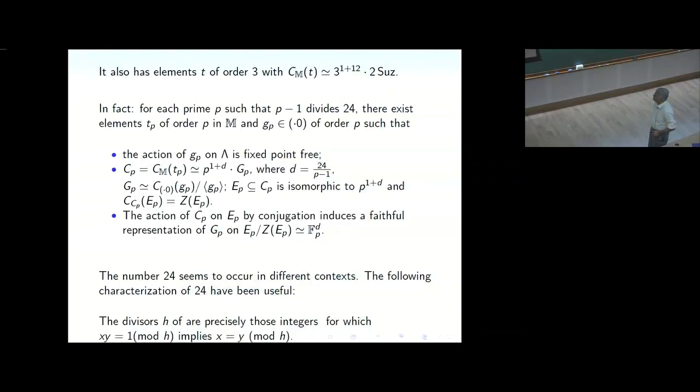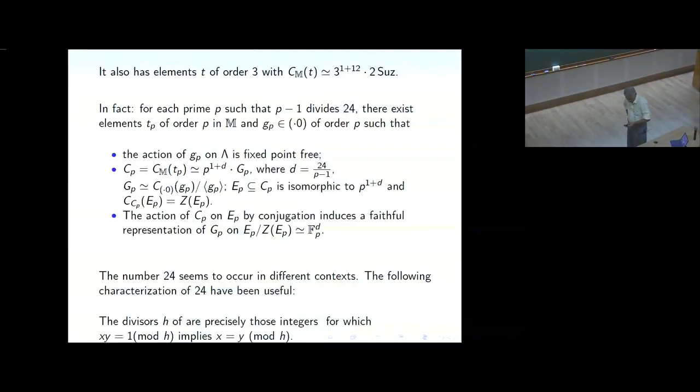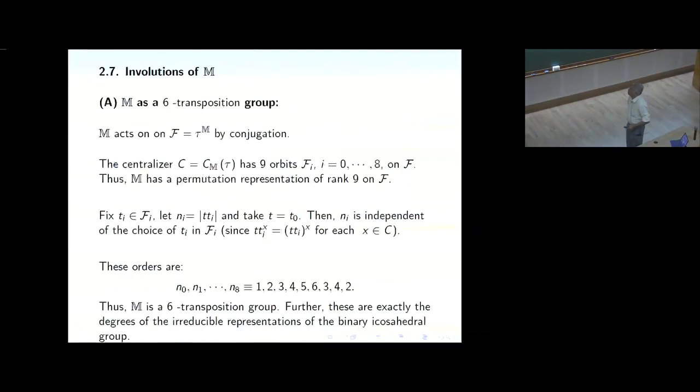24 is characterized by the property that the divisors h of n are precisely those integers for which this congruence implies this congruence. Okay. As I said, well, I'll come to this later.